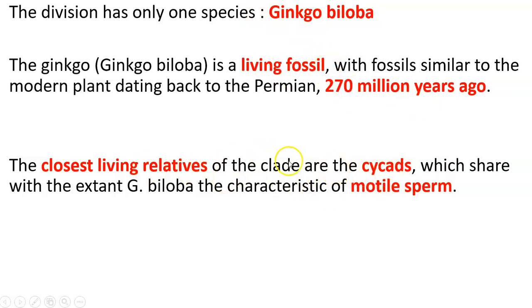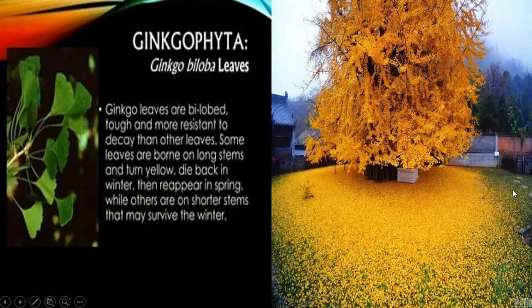Cycads are the closest relatives of this. How did we come to know about that? Because Ginkgo biloba and cycads both have motile sperm. Normally motile sperm is a primitive characteristic. Now with Ginkgo biloba, you can see it turning yellow when it is mature. When it is ripe it turns yellow, and after that it dies back in winter. Then it reappears in spring.